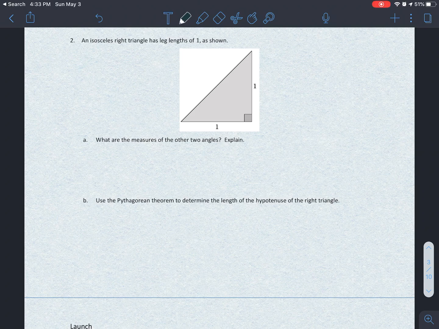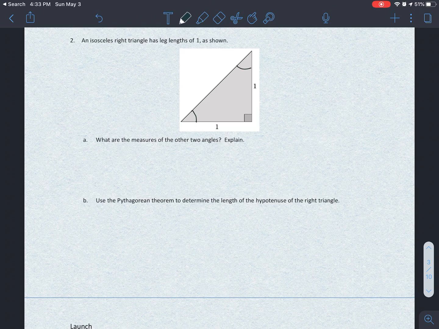Hi, so today I hope you attempted to do this before you look at this video, so please try to do it on your own first. So today we're looking at an isosceles right triangle and the legs have a length of 1. The first question is asking what is the measure of the other two angles. So they're asking for this angle and this angle.